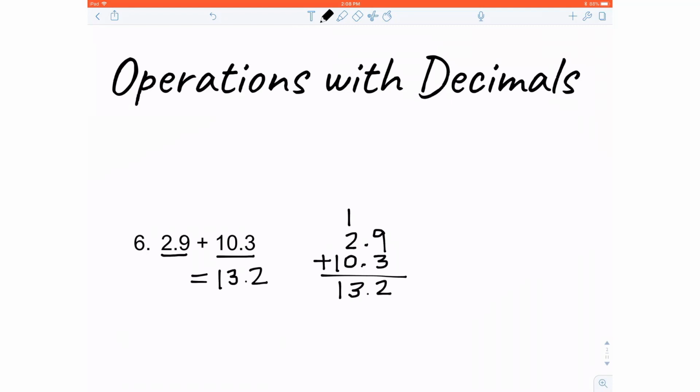So important to remember, line up those decimal points. I'm going to highlight it for you here. Line up those decimal points. These decimal points have to be together, and we keep them together here in your answer. Okay?